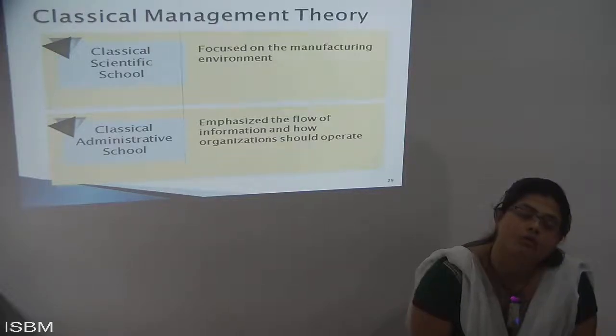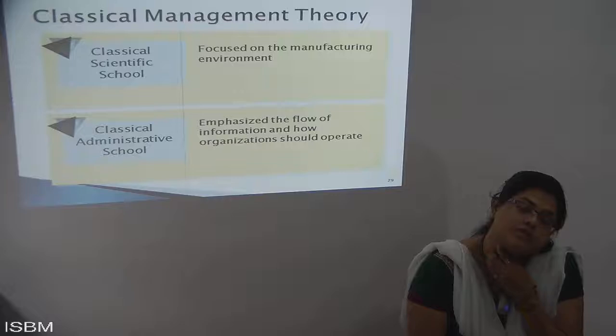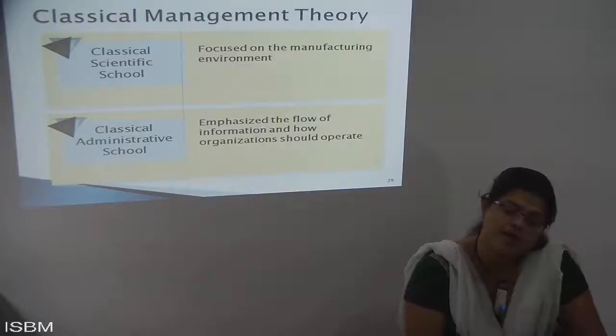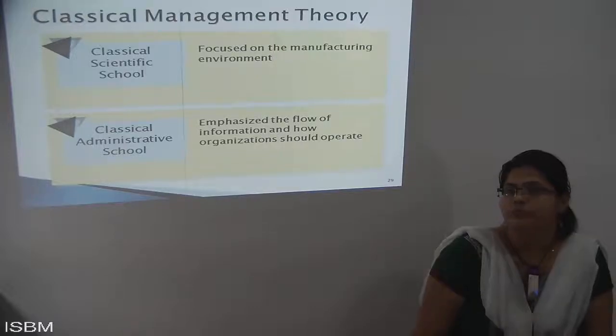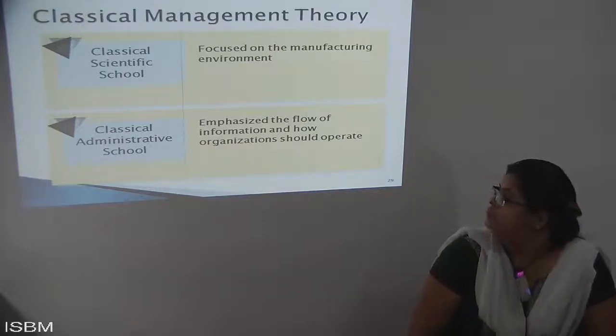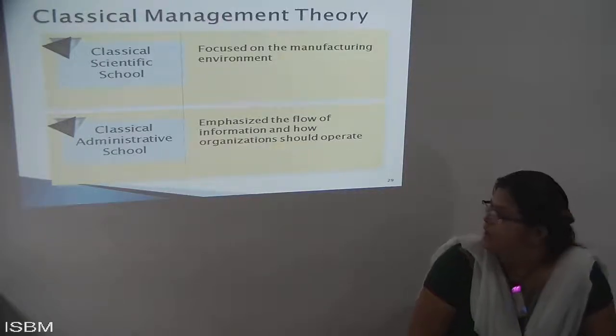It was done when industries came into being, around the 17th century. At that time there was more focus on the manufacturing environment, so that is why the scientific school was enforced on manufacturing. Administrative emphasizes the flow of organizational information and how the organization should operate.